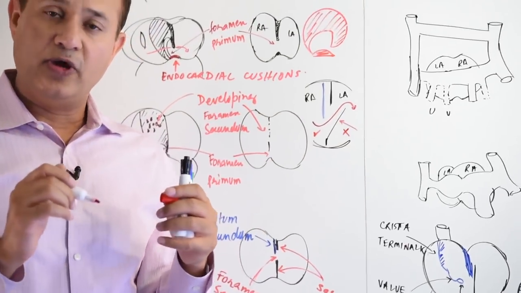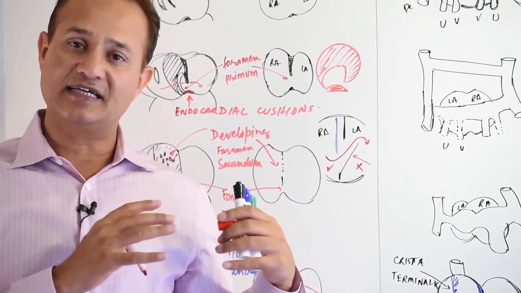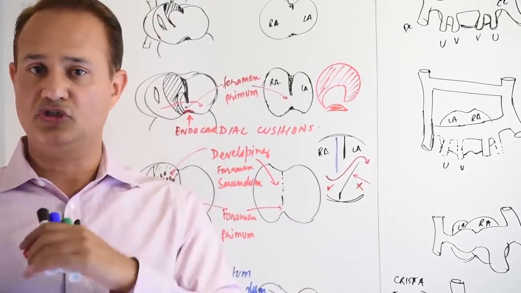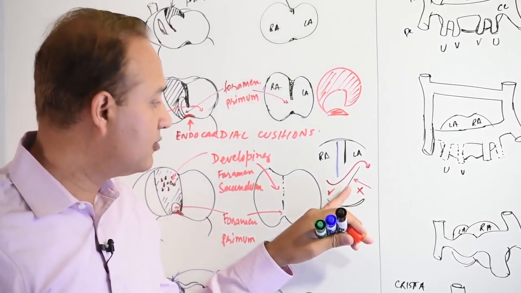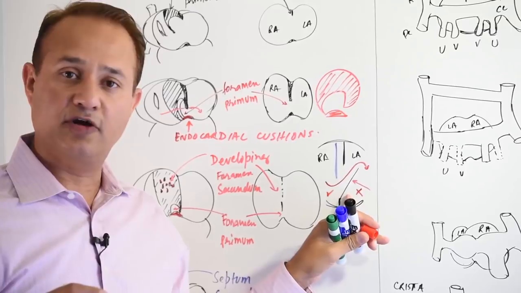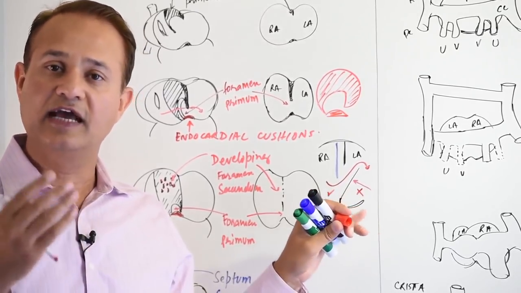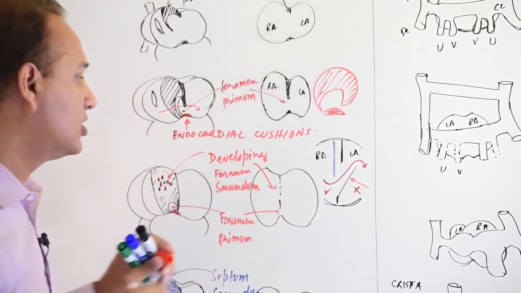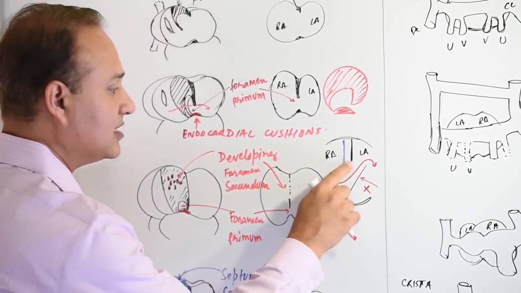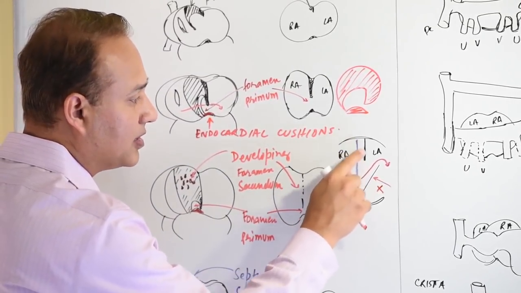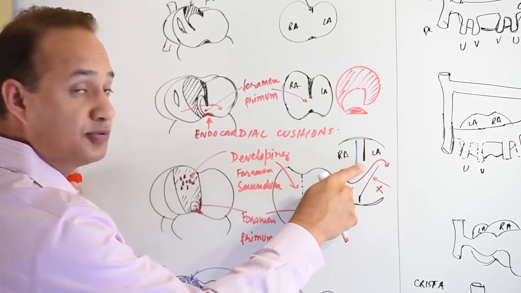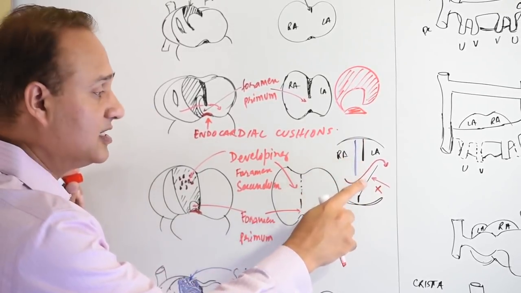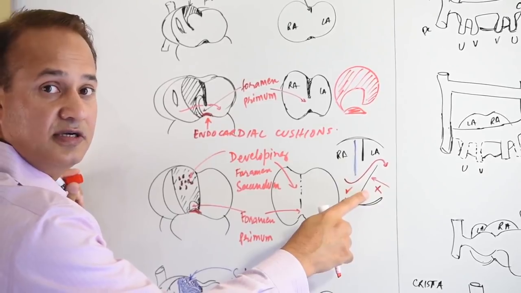After birth, when the pressure on the left side increases and pushes towards the right, that would cause this foramen, this flap, to close and fuse with the septum secundum and permanently close. One more thing that you should keep in mind: later in the development, the upper flap of the septum primum disappears and just the lower flap stays.